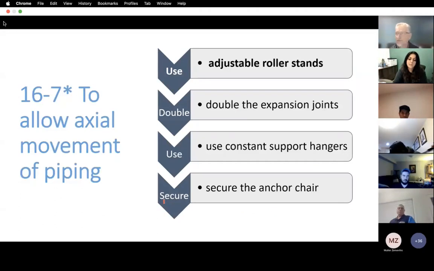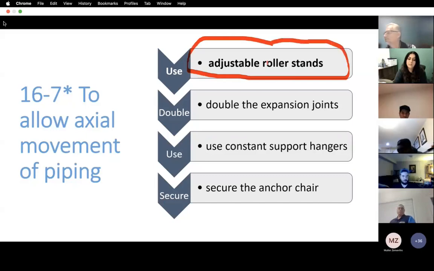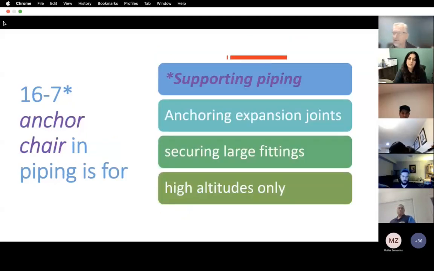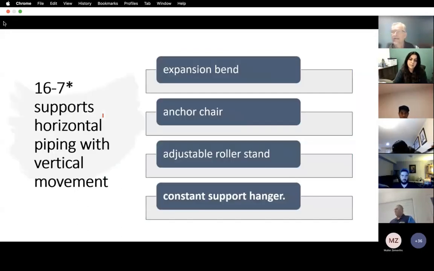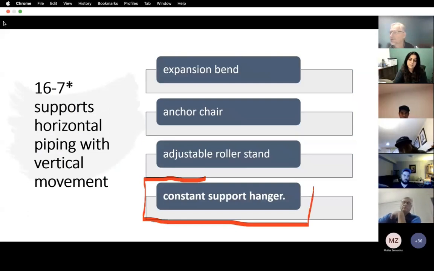To allow axial movement of piping, we use something called an adjustable roller stand. The anchor chair just simply supports it. What's in a name? Anchor. Anchor means fix it in place. Supports horizontal piping with vertical movement, something called the constant support hanger.